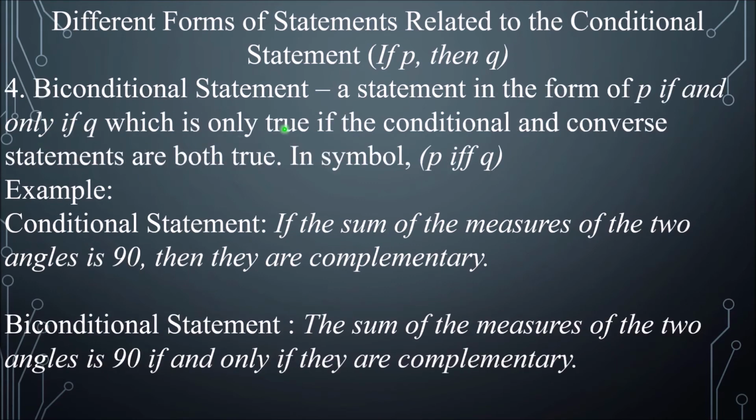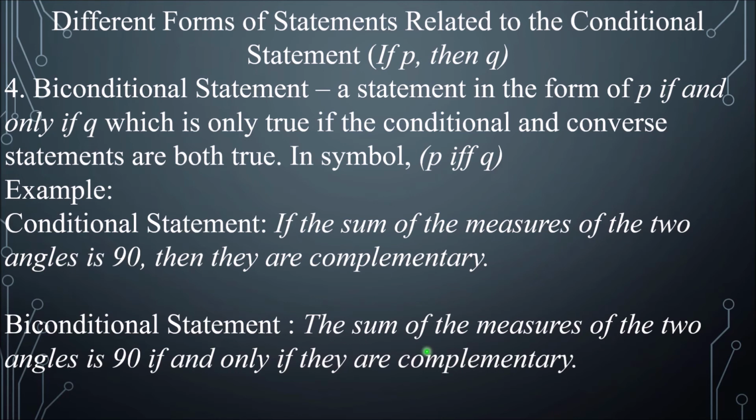Number 4, biconditional statement. A statement in the form of P if and only if Q, which is only true if the conditional and converse statements are both true. So in symbol, P if and only if Q. Example: conditional statement: if the sum of the measures of the two angles is 90, then they are complementary. Biconditional statement: the sum of the measures of the two angles is 90 if and only if they are complementary.